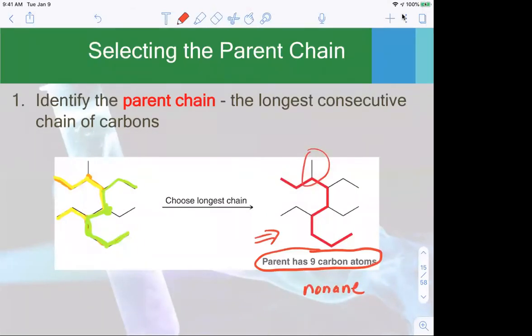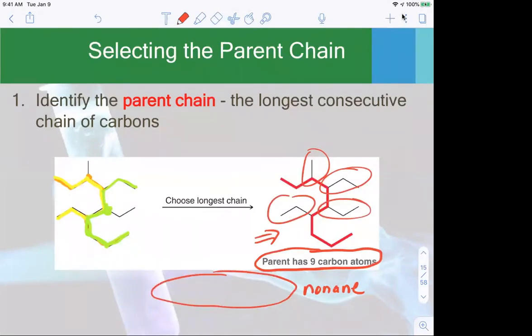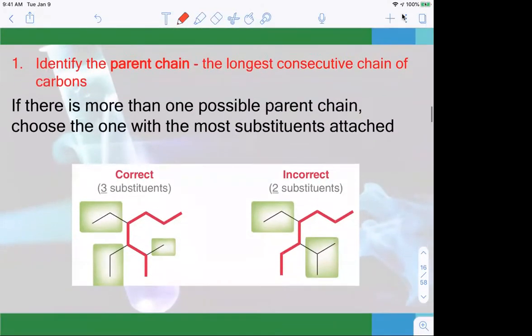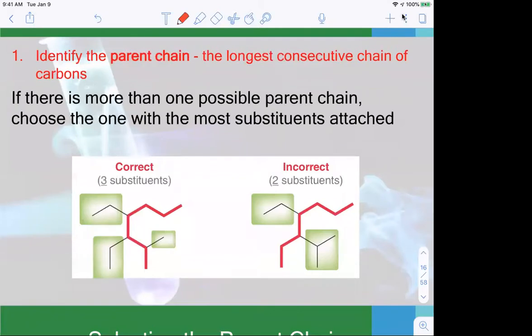But I do have branches to that, so I have other pieces of this name that would have to be incorporated as well. But for now, you have to be able to recognize the longest continuously connected consecutive chain of carbons. That is what the name of an alkane is based on. If there is more than one possible carbon chain, choose the one with the more substituents attached.